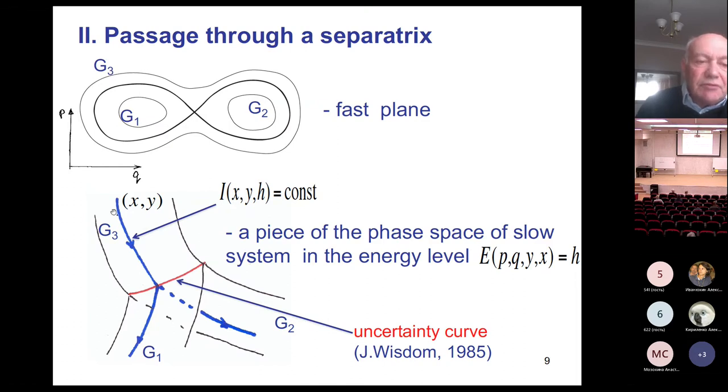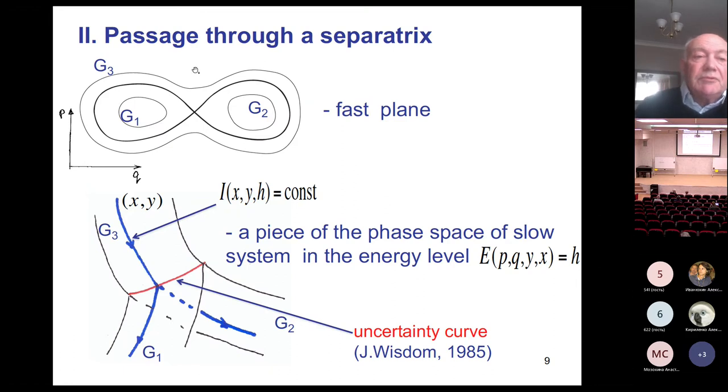And in the process of evolution, we can arrive at this uncertainty curve. For the fast plane, this means that our trajectory, when we start outside the separatrix, in the process of evolution arrives at the separatrix, and after that it's possible to have two continuations, into this domain or into this domain. In the slow-fast phase space, this means that we have two possible continuations of our motion, and to each such continuation one can prescribe a certain probability.